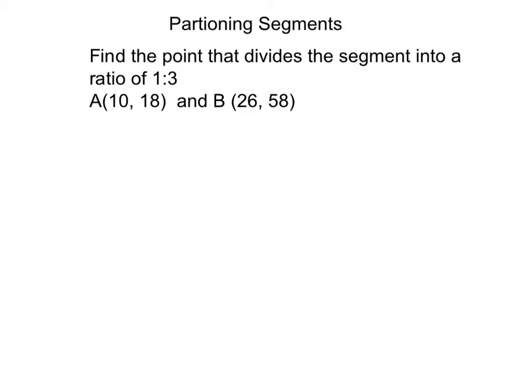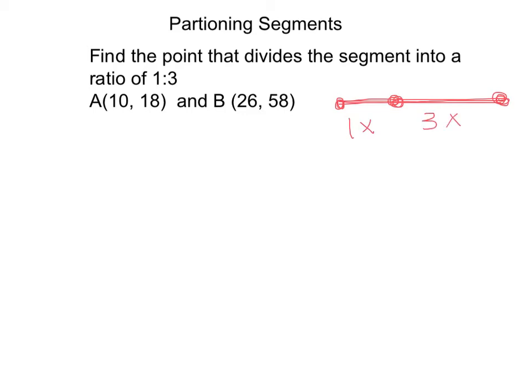So here's the situation. We want to find the point that divides the segment into a ratio of 1 to 3, and we're given coordinates of (10, 18) and (26, 58). If we think about that for a second, if I want something to be split up into a ratio of 1 to 3, we would have 1x here and 3x here.